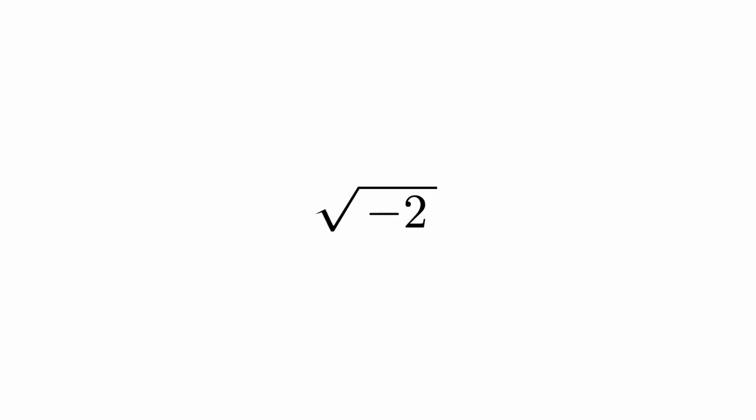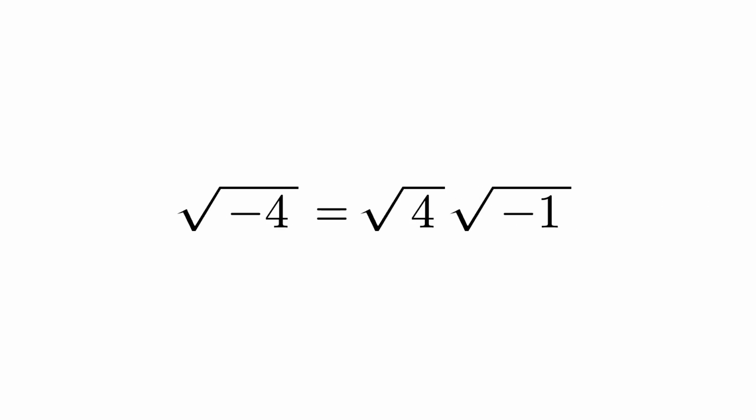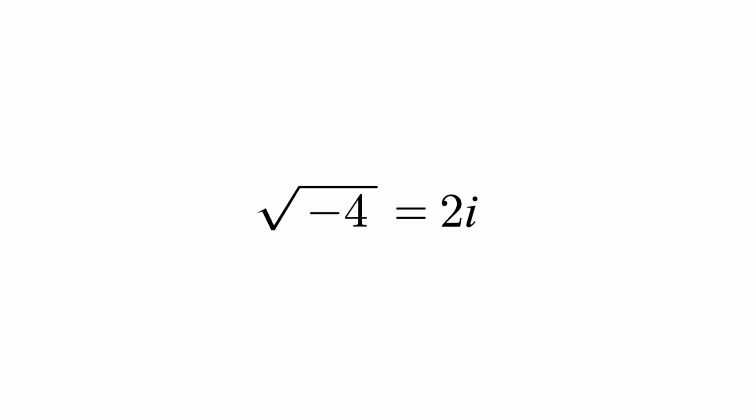Imaginary numbers are also used to slightly simplify negative roots. For example, the square root of -4 is equal to the square root of 4 times the square root of -1. This is equal to 2i.